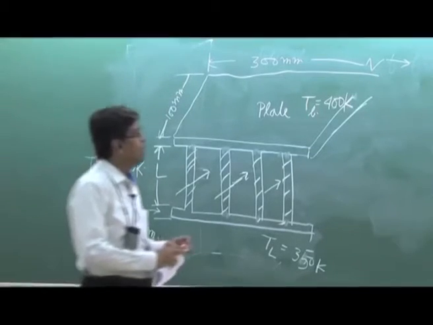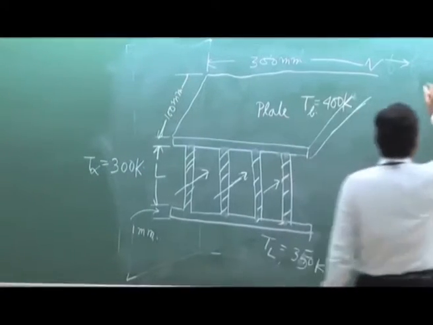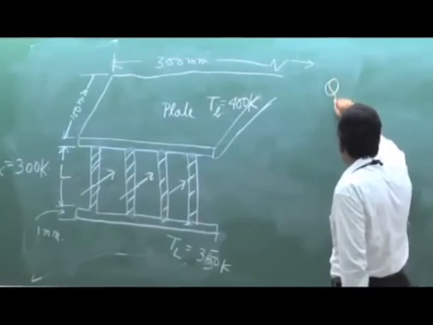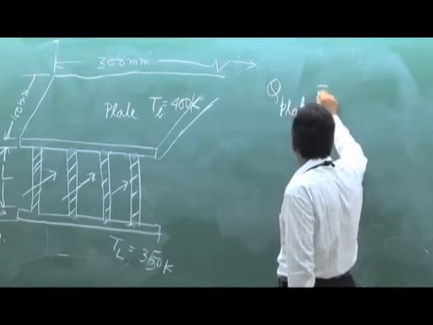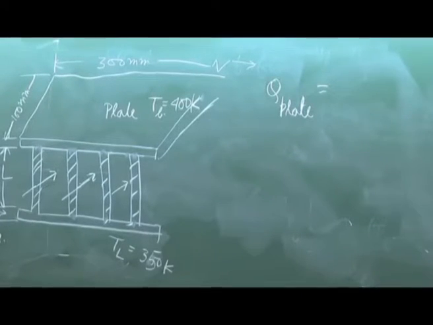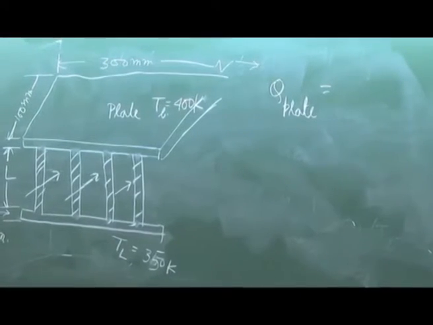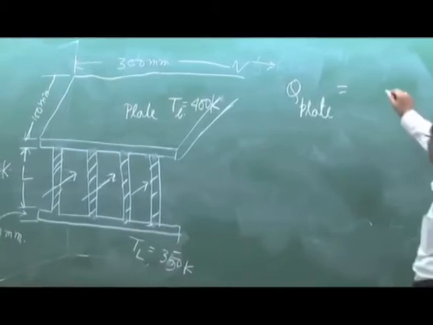Now let us write the expression for Q plate. Q plate is first the 2 fins. Number of fins, there are 60 fins.